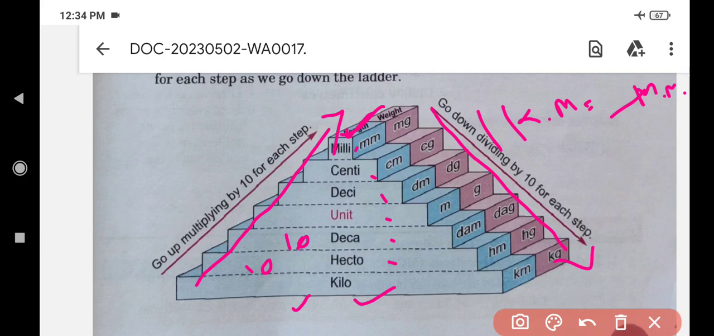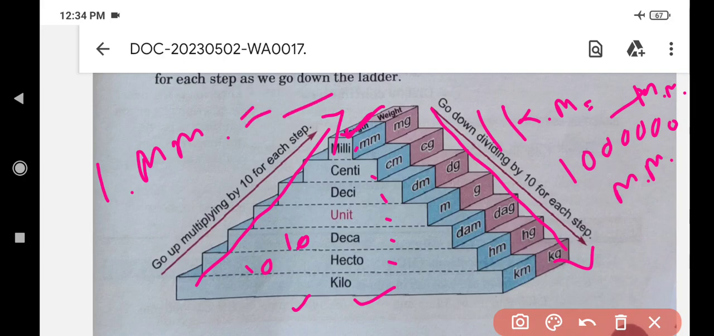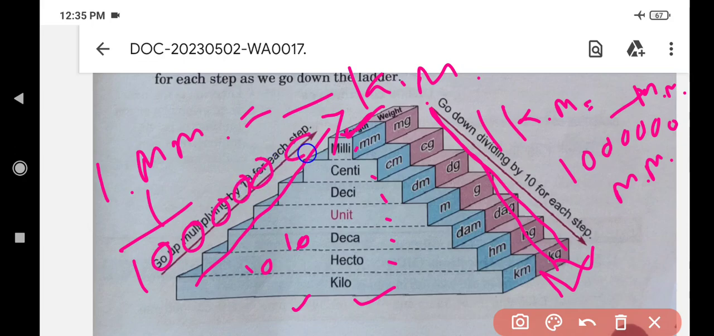So 6 times means 10 multiplied by 10, like this, 6 times. So after 1, we put 6 zeros: 1,000,000 millimeter. Clear? So 1 kilometer equals 1,000,000 millimeter. If we write it the opposite way, 1 millimeter equals how many kilometer? Now we move down. 1 millimeter equals 1 by 1,000,000 kilometer, 1, 2, 3, 4, 5, 6.